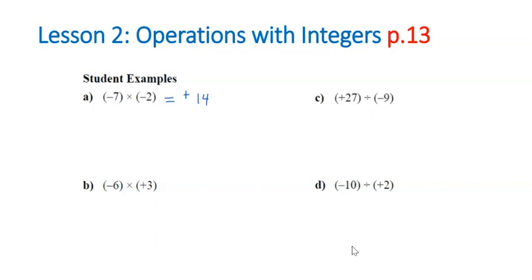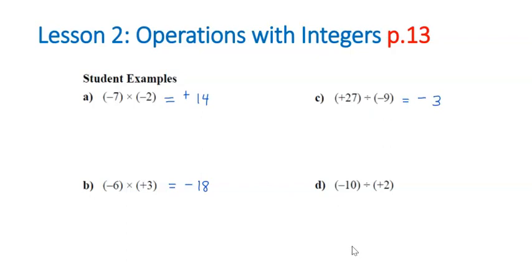For B below, we have a -6 times a positive 3. The signs are different. When the signs are different, automatically it is a negative answer. 6 times 3 is 18. So our answer here is negative 18. For C, you can see the signs are different. Positive 27 divided by -9. Signs are different. The answer will be negative. 27 divided by 9 is 3.